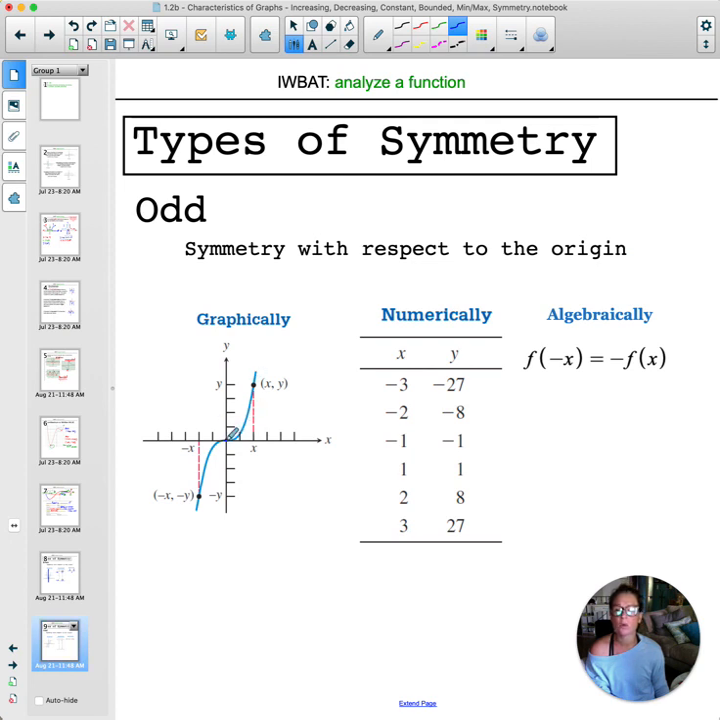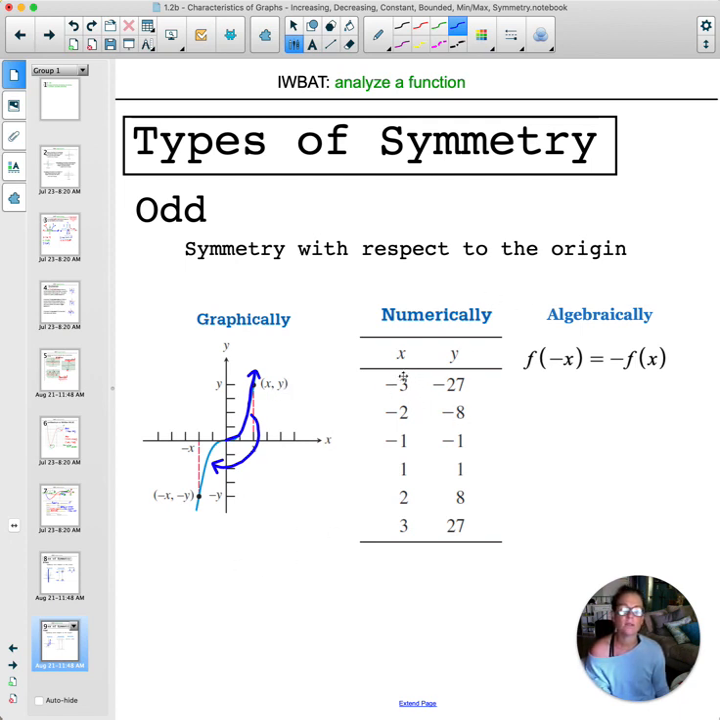Odd symmetry is symmetric with respect to the origin. That means it's a 180-degree rotation. So if I took this chunk and rotated it 180 degrees, it would land back on itself. So graphically, it has to go through the origin, and then either the first and third need to be the same or the second and fourth quadrants need to look the same for it to rotate over onto itself.